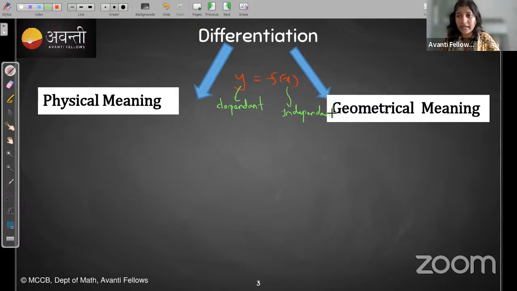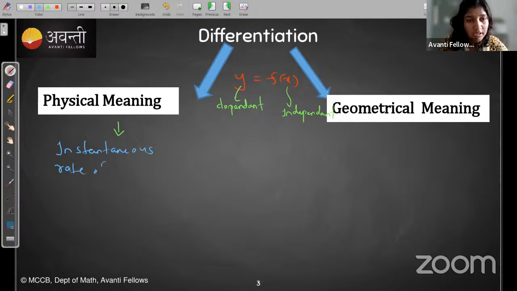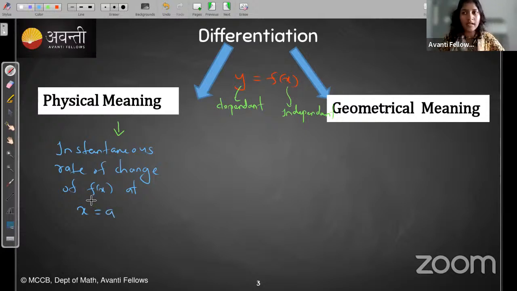Why is y known as the dependent variable? Because whatever changes happen in y are due to x. If x changes, the value of y will change. Hence, it's dependent on x. So if we consider the function y is equal to f of x, then the physical meaning of differentiation is that it represents the instantaneous rate of change of the function, that is f of x, at a given point, say at x is equal to some value. If you want to find the differentiation at x is equal to 1, then it will represent the instantaneous rate of change of that function at that point.